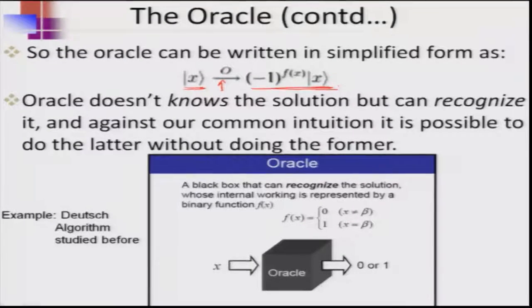So, in other words, the oracle does not know the solution, but can recognize it, and against our common intuition it is possible to do the latter without changing the former. The most important part here to remember is that it does not change the oracle bit.